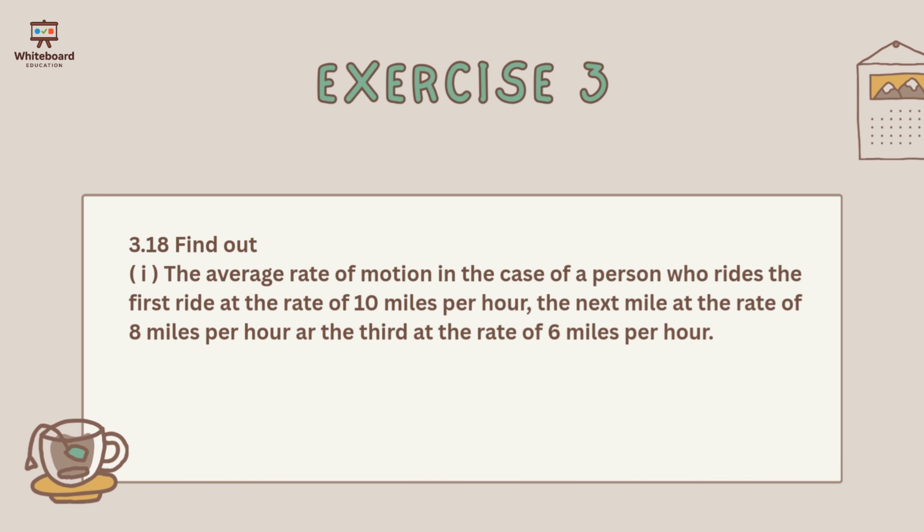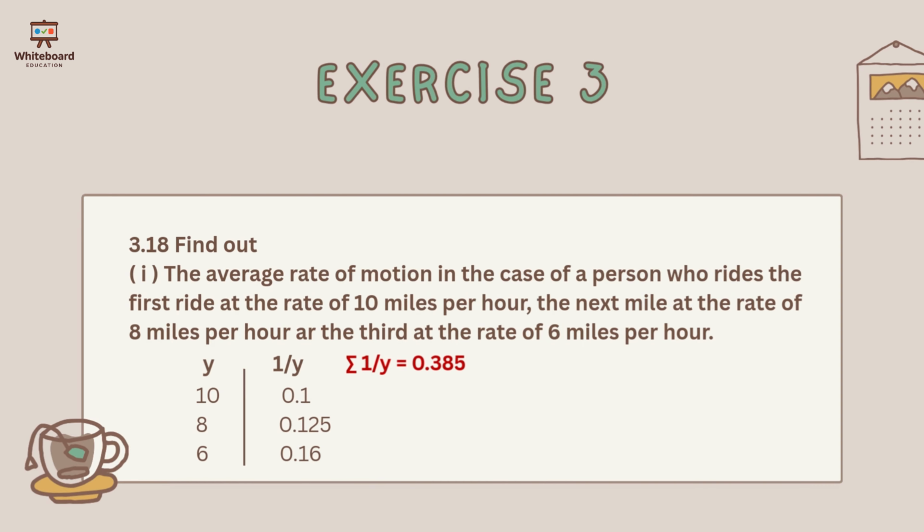Question 3.18. Find out. Part 1. The average rate of motion in the case of a person who rides the first mile at the rate of 10 miles per hour, the next mile at the rate of 8 miles per hour, and the third at the rate of 6 miles per hour. As here the rate of motion is mentioned, that means the average we will be taking is the harmonic mean. For that, the values of y are 10, 8 and 6 miles. Then take the reciprocal of it and we will get 0.1, 0.125 and 0.16 respectively.